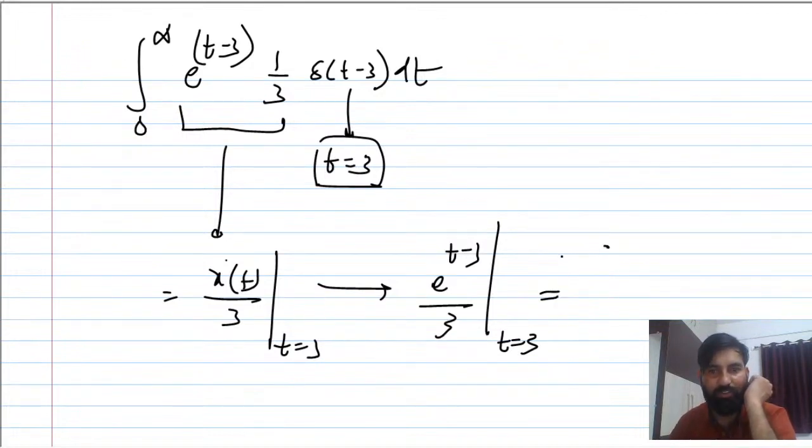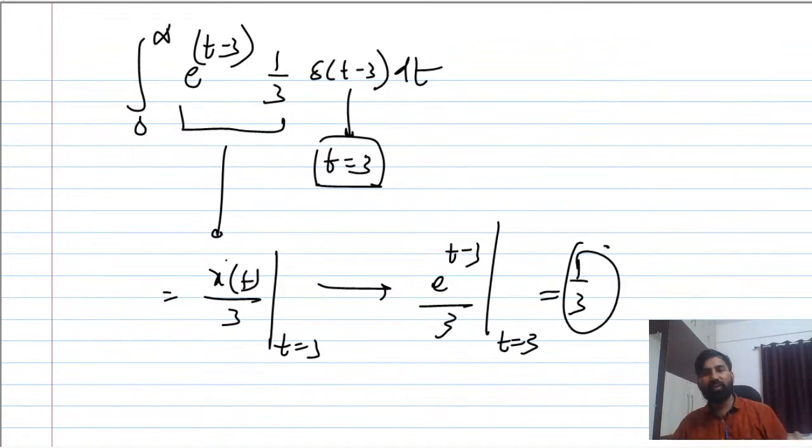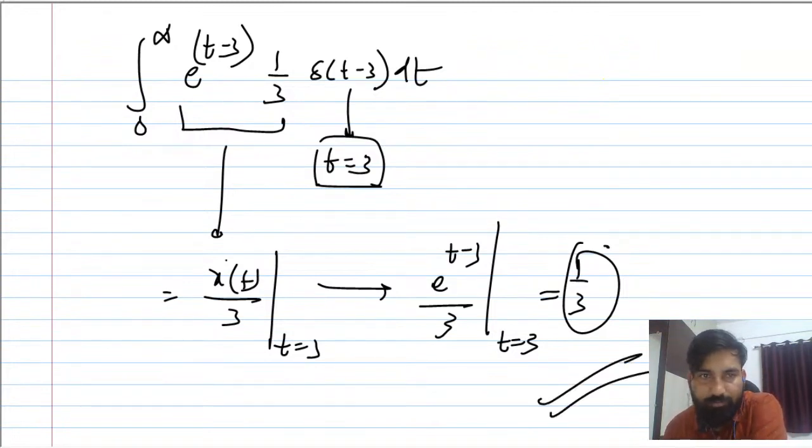So answer will be 1 by 3 only, because if you put t as 3, so 3 minus 3 means 0, right. So anything to the power 0 is always 1. So answer will be 1 by 3. I hope this makes sense to everyone. Yeah, that you have to keep in mind.